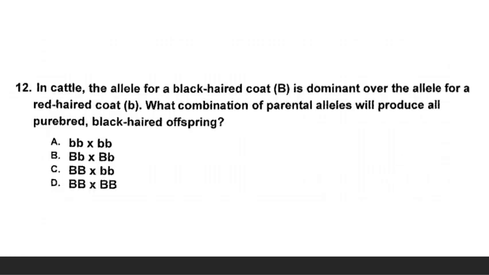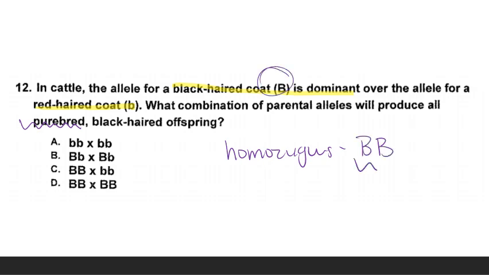Okay, in cattle, the allele for black-haired coat is dominant over the allele for a red-haired coat. What combination of parent alleles will produce all purebred black-haired offspring? So we have to remember a couple of things here. Purebred means homozygous. And we're also looking for black hair. So if it's homozygous and it's black, and black is dominant, we know that we're looking for homozygous dominant.